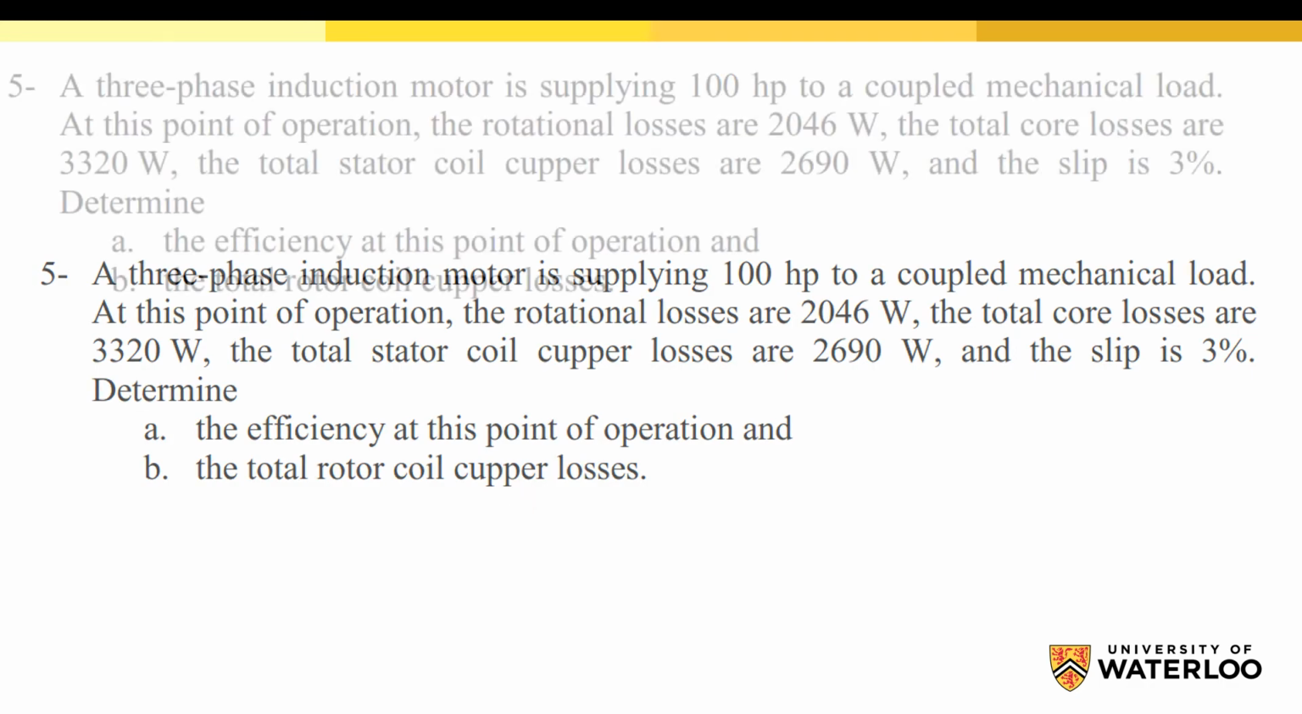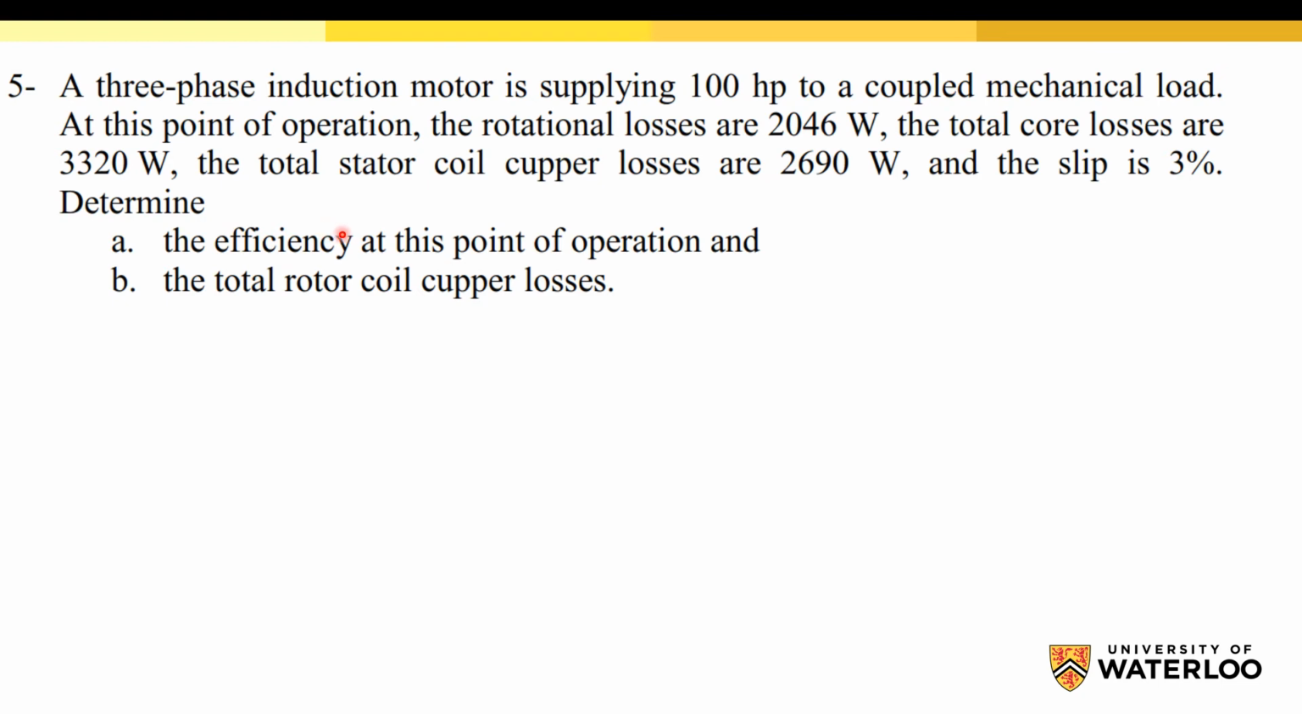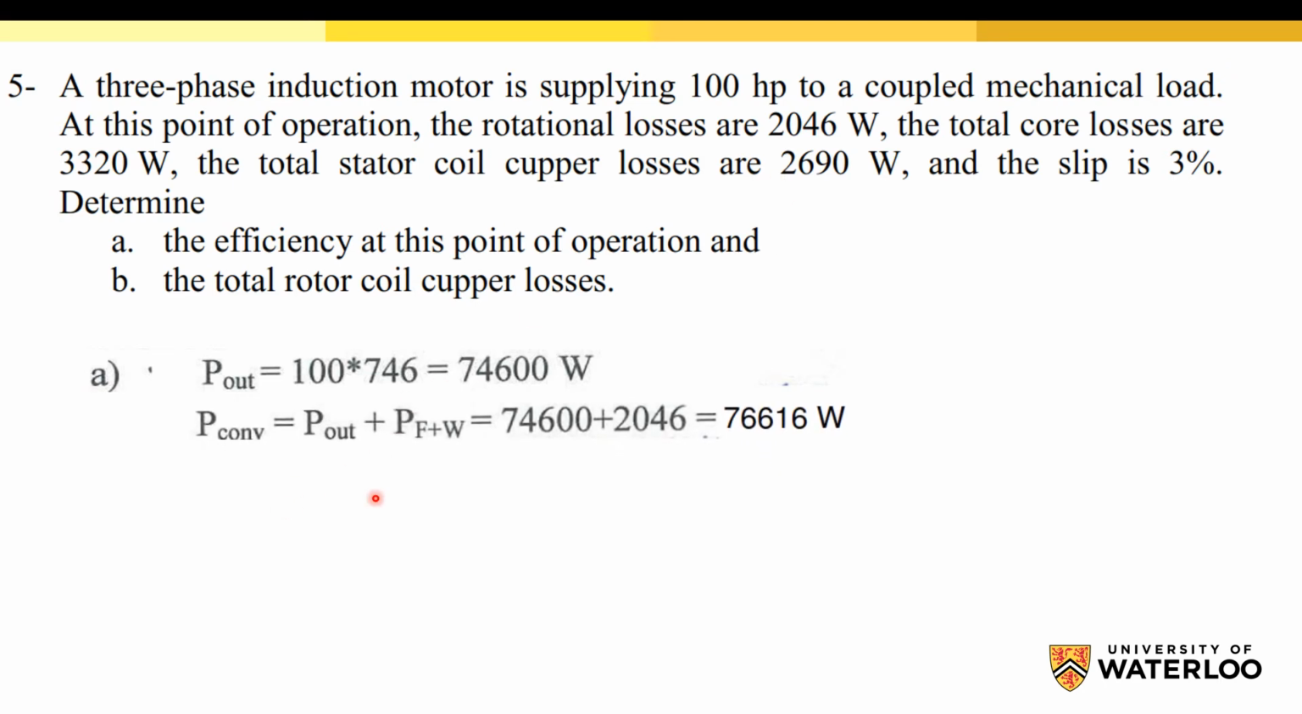So let's start. In order to calculate the efficiency, we need the output power and the input power. We have the output power, so we should go backward in order to calculate the input power. The output power plus the losses will be equal to the converted power, or the developed power. So this is the first step: we can calculate the converted power. And because we know the slip, we can calculate the air gap power. So the air gap power will be the converted power, or the developed power, over 1 minus S. So we can calculate the air gap power.